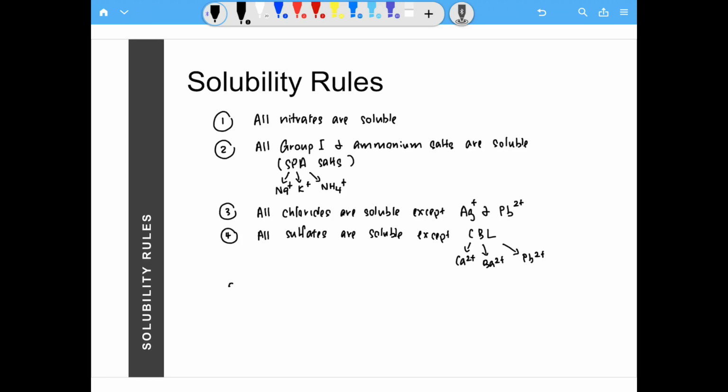And the last rule is all carbonates are insoluble in water except for SPA carbonates. So it's very important now for you to memorize all the 5 rules, to know it by heart before we try it with some examples.